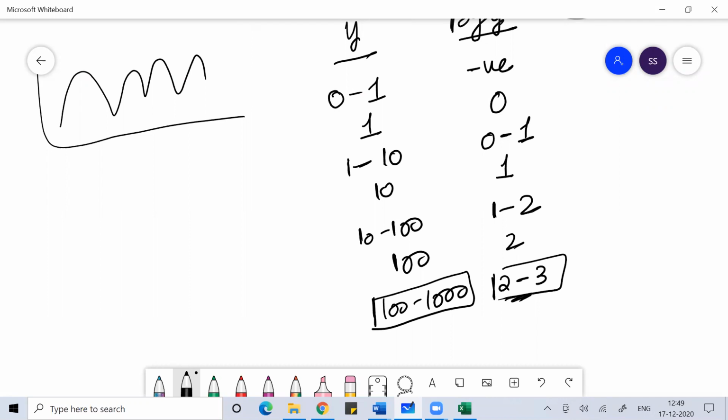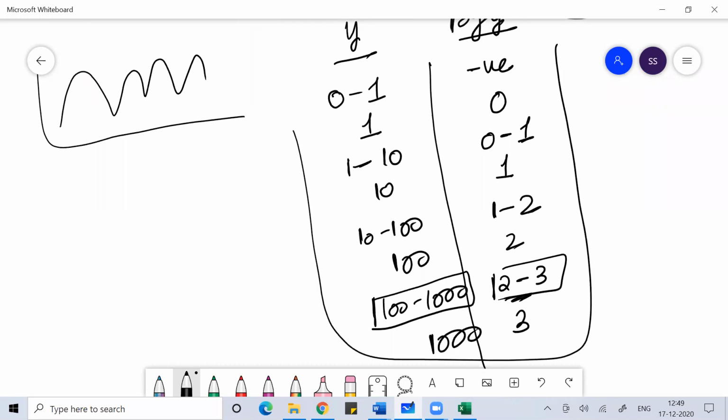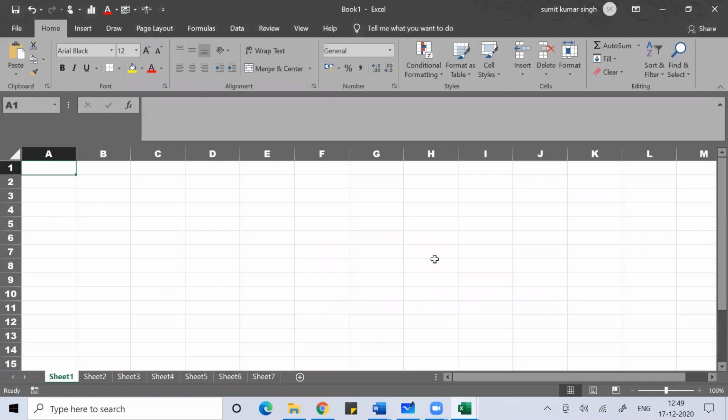I hope you're getting the logic. This is the reason why we use log. Suppose there's some stock whose price is 100, and from 100 it becomes 800 or 900. Imagine in a line diagram how much volatility there would be. But if you find the log value of that, the volatility would be very small. That is the advantage log gives you.